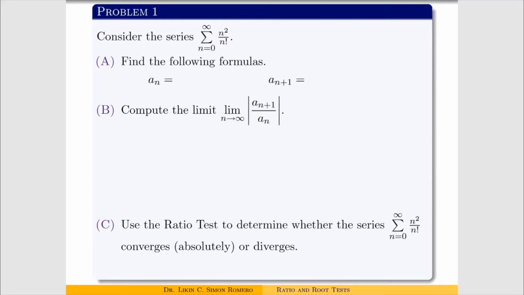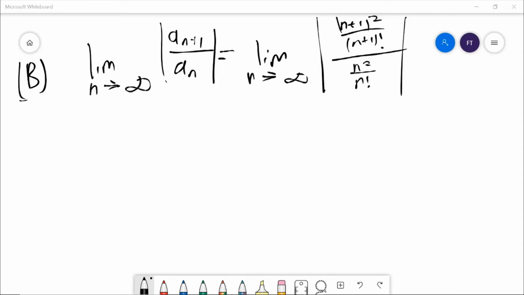The formula for a of n is straightforward enough. This is just n squared over n factorial. To find the formula for a of n plus 1, we replace our n with an n plus 1. And so we get n plus 1 squared over n plus 1 factorial. To find the limit as n goes to infinity of the absolute value of a of n plus 1 over a of n, we plug in our terms for a of n plus 1 and a of n.